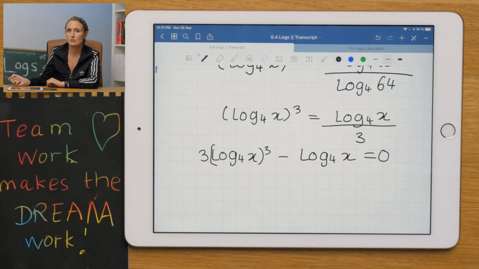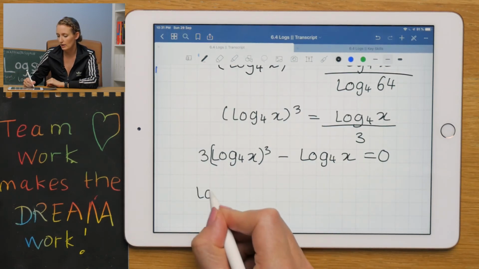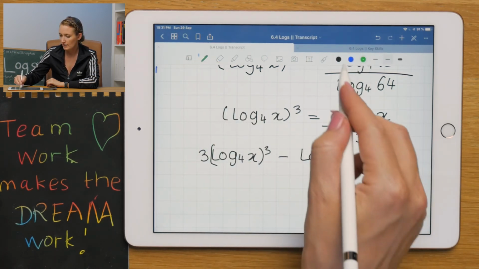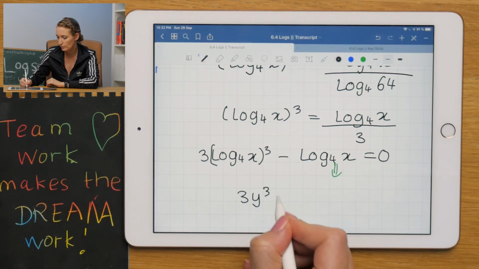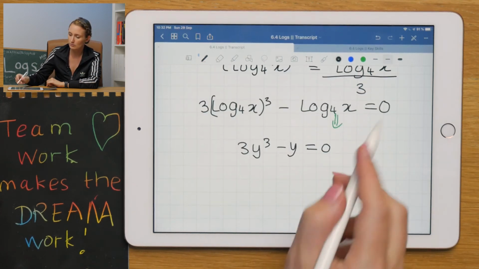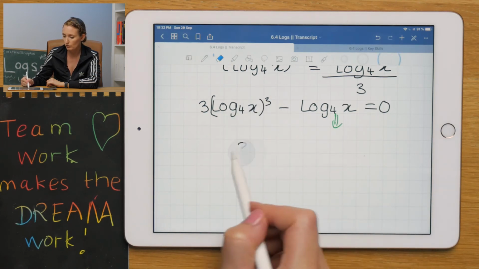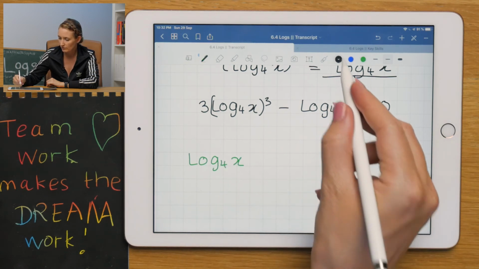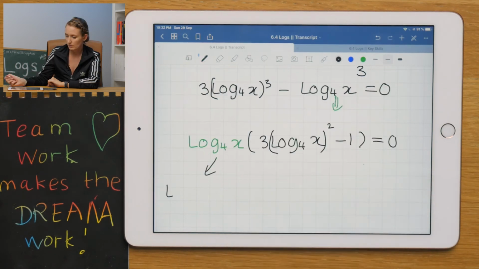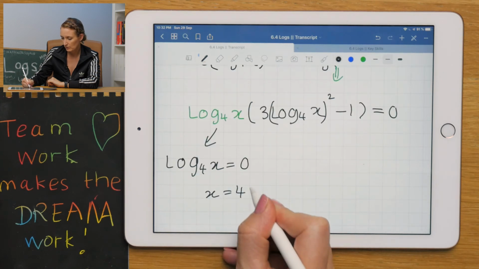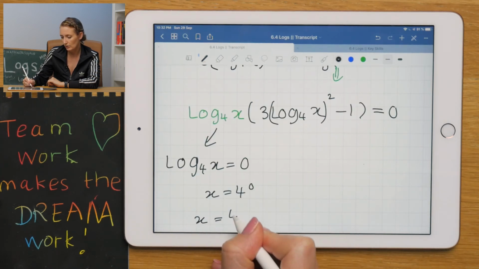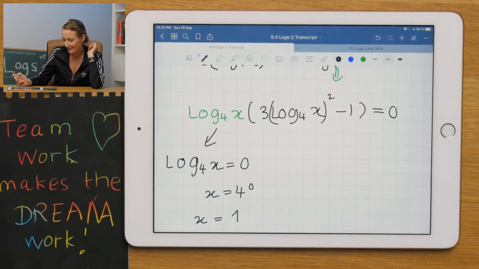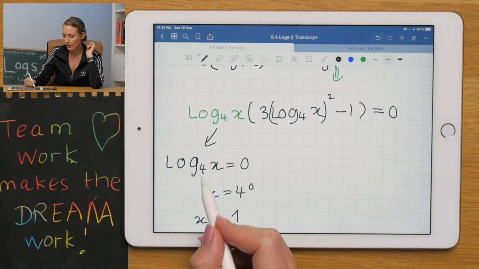This is cubed, and I'm going to bring this across. Now, factorization with logs sounds terrible, right? If it's easier for you, you could change this into a y. So you could now see that this would be 3y cubed minus y equals 0. If that makes your life easier, go for it. Or if not, you can see here that you can factor out one of these. So here we're going to get x equals, oh, I nearly wrote 4, that was nearly an epic fail. 1, because anything to the power 0 is 1.